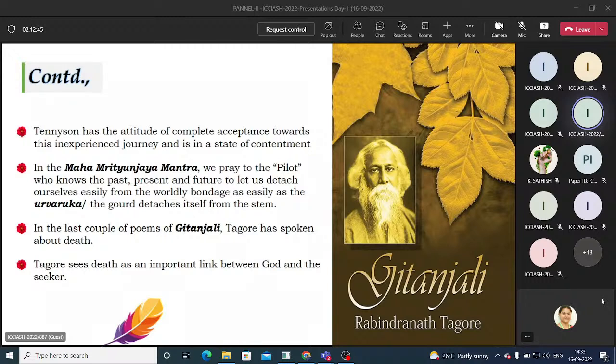Since death is a reality, he does not want his farewell to be sad. He also hopes to meet his pilot, thus there is no mourning. He wishes for tides too full for sound and foam to sail him beyond the waters of death smoothly. In the Mahamrityunjaya mantra, we pray to the pilot who knows the past, present, and future to let us detach ourselves easily from the worldly bondage, as easily as the Urvaruka, or the cucumber, detaches itself from the stem.